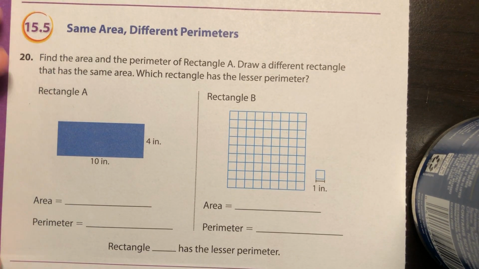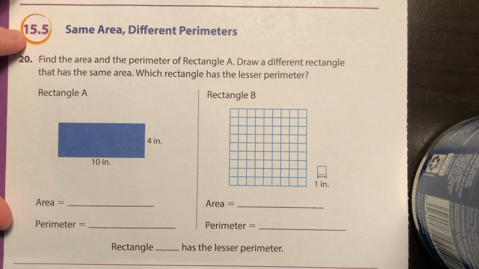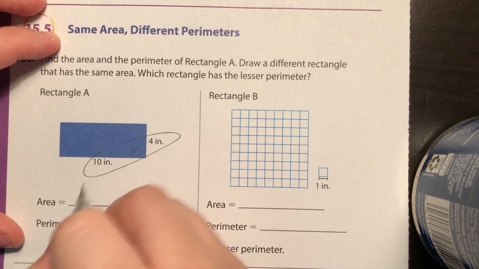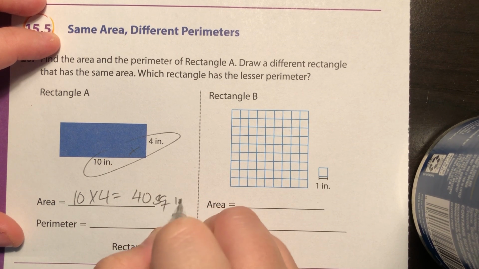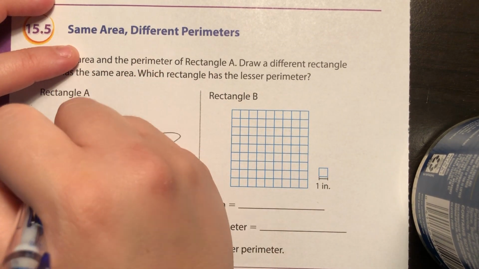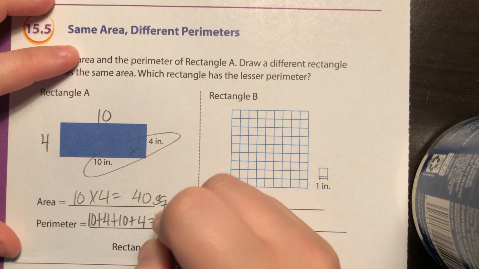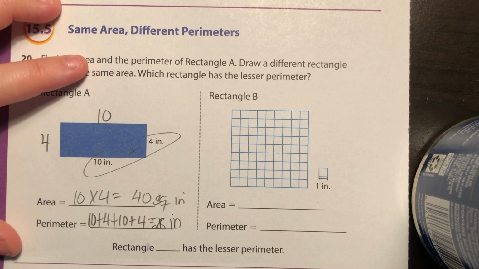All right, and then last one. Find the area and the perimeter of rectangle A. Draw a different rectangle that has the same area, and which rectangle has the lesser perimeter. This was lesson 15.5. We did this yesterday. So here we go. Area. We know area is 10 times 4. That's 40 square inches. And for perimeter, this is 10. This is 4. So 10 plus 4, 10 plus 4 equals 28 inches. Not square inches. Perimeter is not square. It's just the word inches.